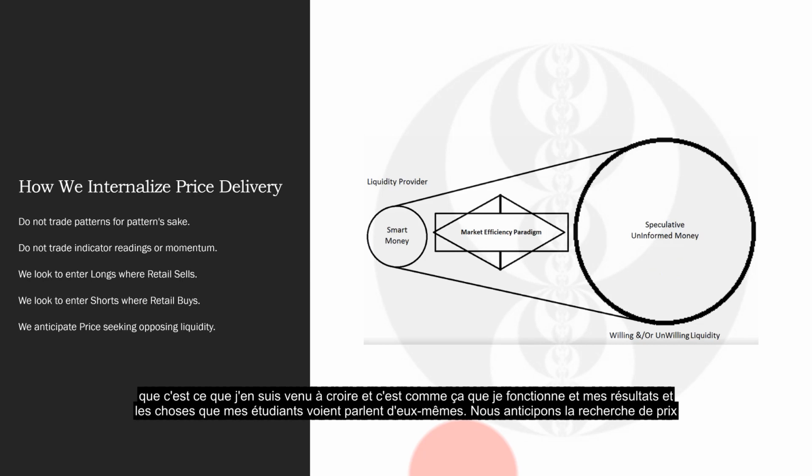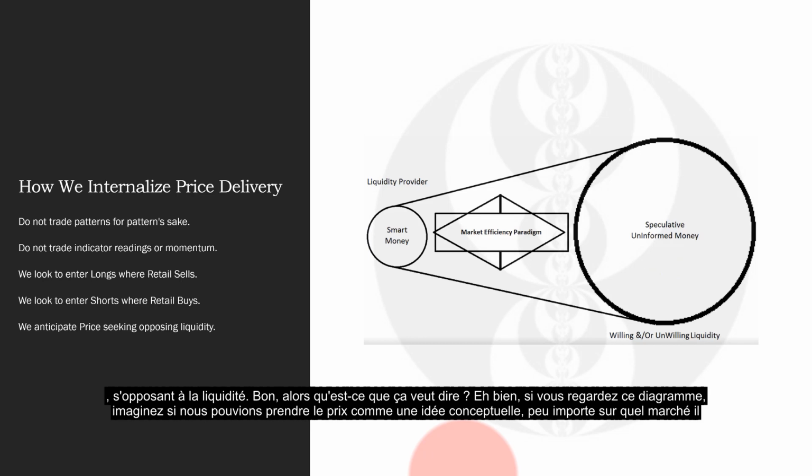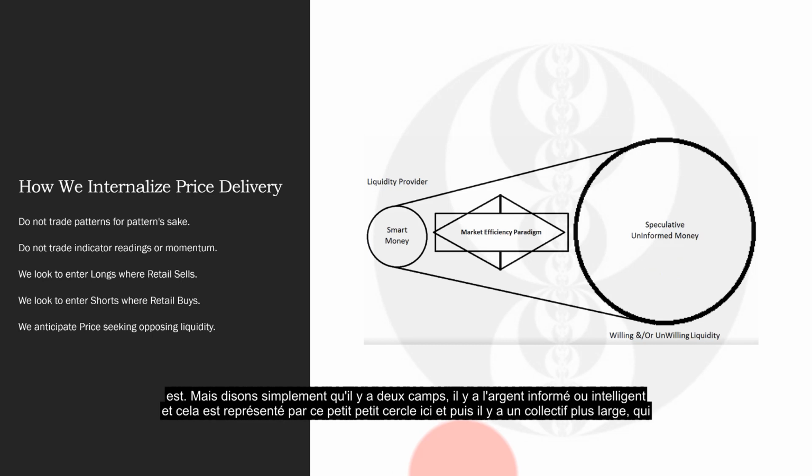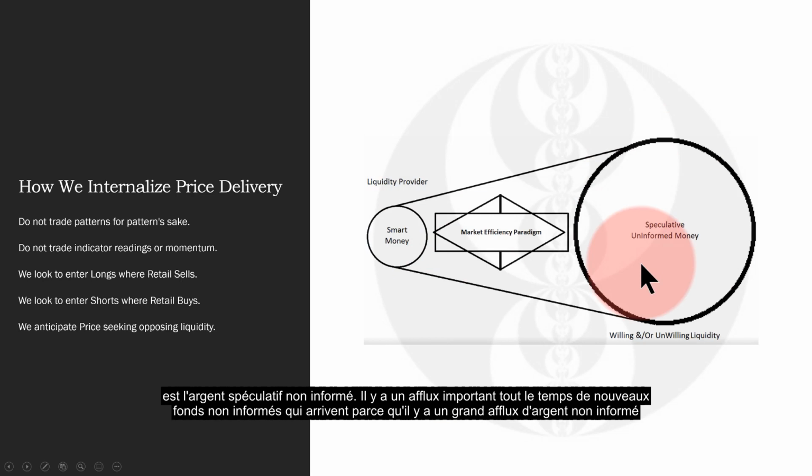We anticipate price seeking opposing liquidity. Okay, so what does that mean? Well, if you're looking at this diagram, imagine if we could take price as a conceptual idea. It doesn't matter what market it is, but let's just say there's two camps. There's the informed or smart money, represented by this small little circle over here. And then there's a larger collective, which is the speculative uninformed money.